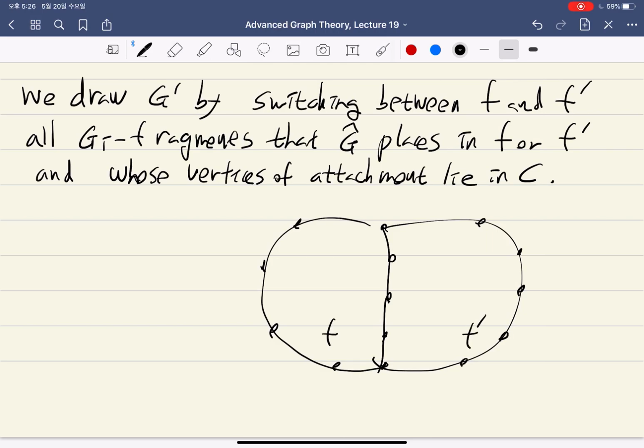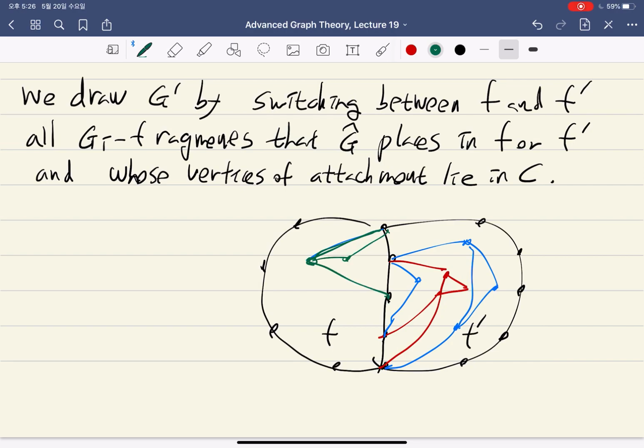So here we have F and F prime, and we have B here. And there could be another way of embedding. There could be another fragment. And now what it says is that also there could be, say, let's not use the red color.